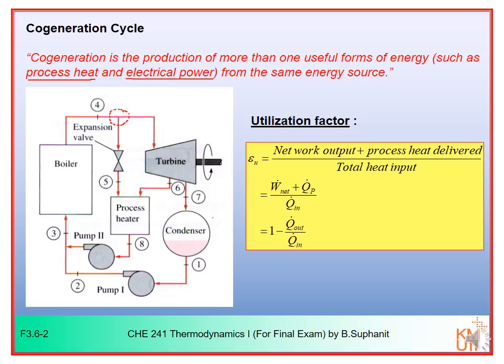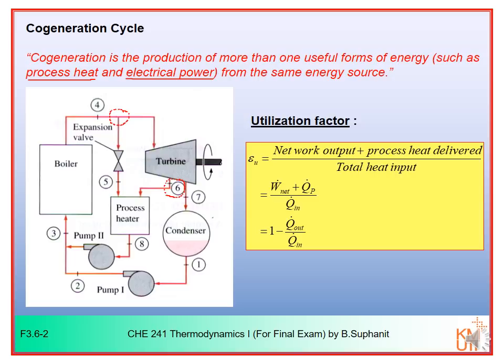Now in the process you may need the steam at a lower pressure. You can then extract some amount of steam at intermediate pressure using an extraction turbine. This intermediate pressure steam can be used in the process as well.